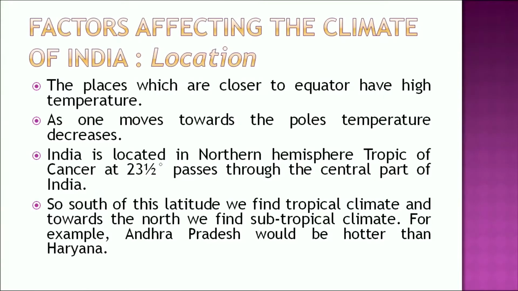Now, what are the factors affecting the climate of India? The first factor is location. The places which are closer to the equator have high temperature. As one moves towards the poles, the temperature decreases. India is located in the northern hemisphere and the Tropic of Cancer passes through the central part of India at 23.5 degrees. So, south of this latitude we find tropical climate and towards the north we find subtropical climate. For example, Andhra Pradesh would be hotter than Haryana.